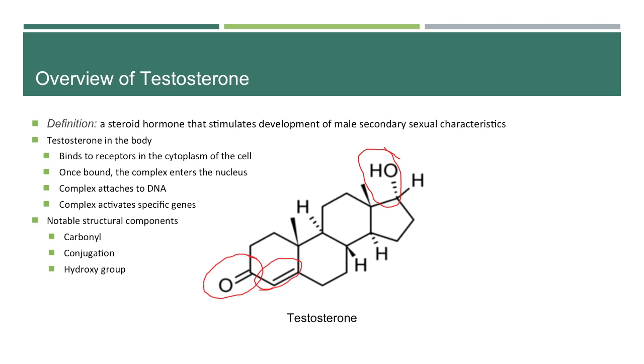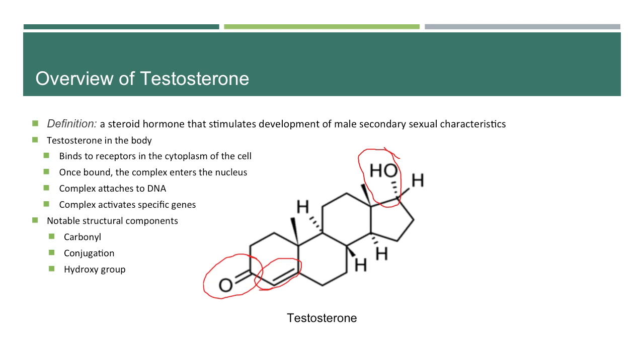Testosterone is the basic anabolic steroid, and it's found naturally in the human body, both in men and women. It's defined as a steroid hormone that stimulates development of male secondary sexual characteristics, but in women it serves other purposes such as helping to build muscle and other things like that. Just a basic view of how testosterone works in the body.